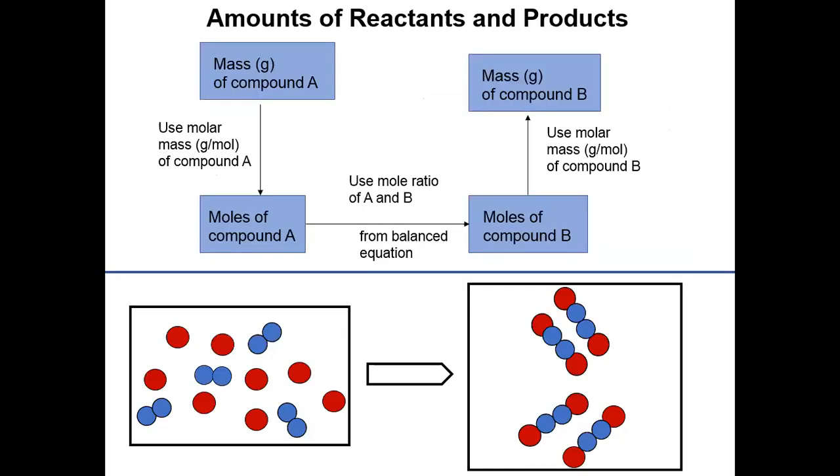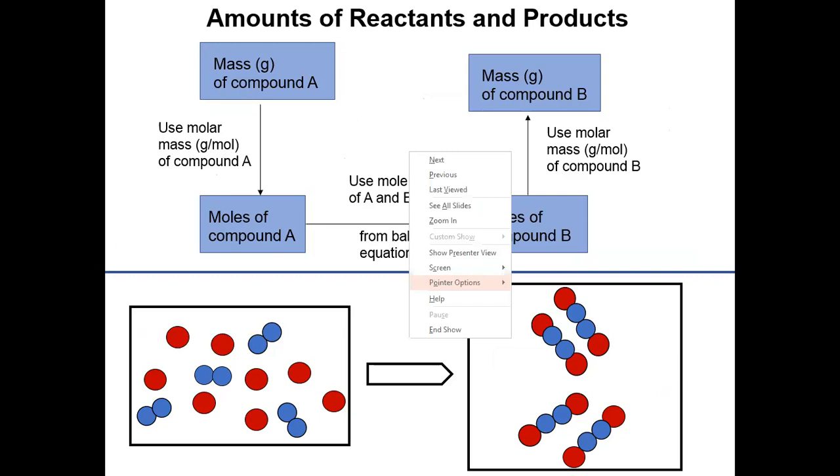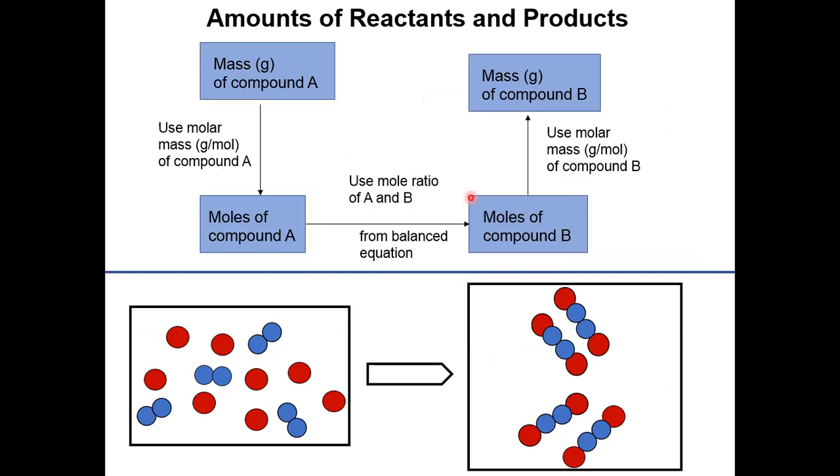Now, this is basically the same scheme, mass of compound A. It says over here, use molar mass, gram per mole of compound A to find moles of compound A. Then from here, you can use molar ratio of the reaction. And from here, you can find moles of B. So from moles of A, you can find moles of B. Once you find moles of B, again, you use molar mass, which is gram per mole, right? You can find mass of B.